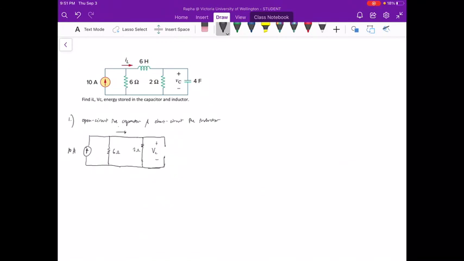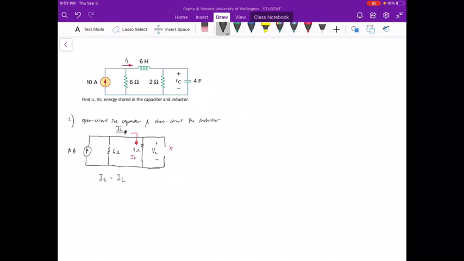IL is actually the current across the inductor. So just to replace the symbol for IL. Since this is an open circuit, our IL is then the current at I2. So we have I2 is equal to our IL. So we need to solve for the current I2 then.